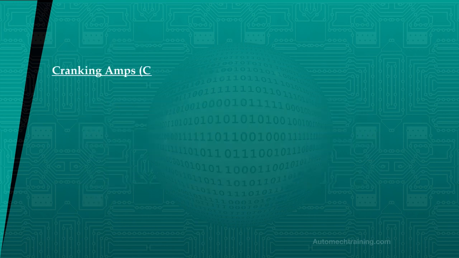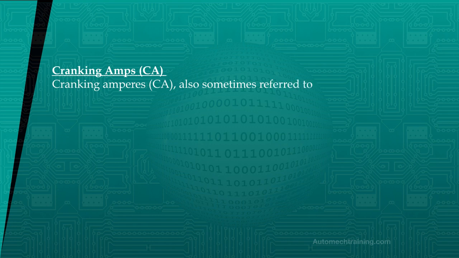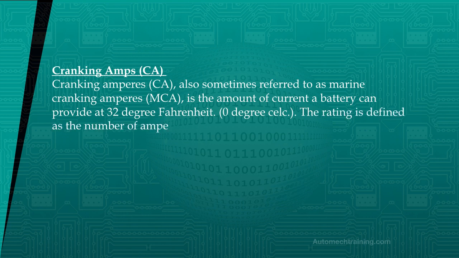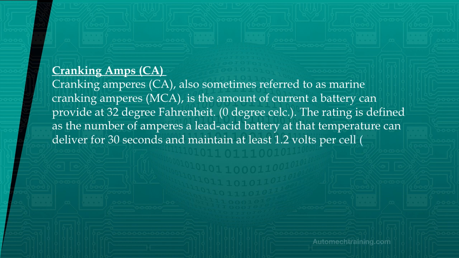Cranking amps, CA. Cranking amperes, CA, also sometimes referred to as marine cranking amperes, MCA, is the amount of current a battery can provide at 32 degrees Fahrenheit, 0 degrees Celsius. The rating is defined as the number of amperes a lead-acid battery at that temperature can deliver for 30 seconds and maintain at least 1.2 volts per cell, 7.2 volts for a 12-volt battery.